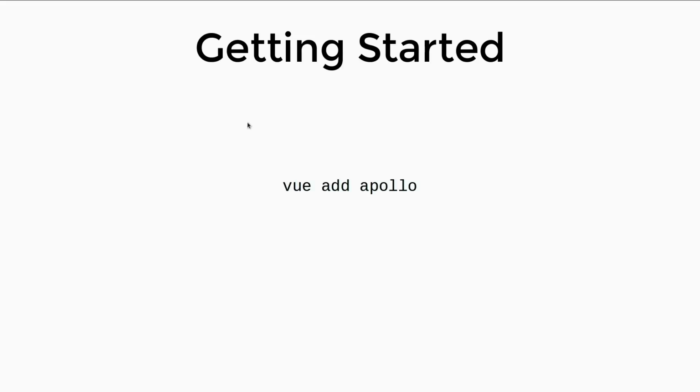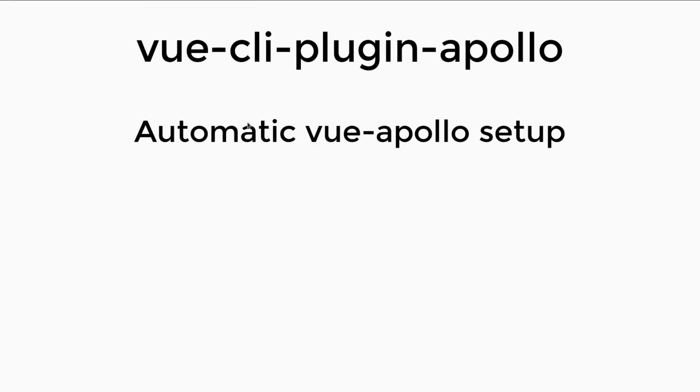There's no other steps. So just run vue add apollo, and it will install the Vue CLI plugin Apollo into your project and run the generators to create new files in your project and set everything up for you. So what that does, it's setting up my vue-apollo integration library for you.